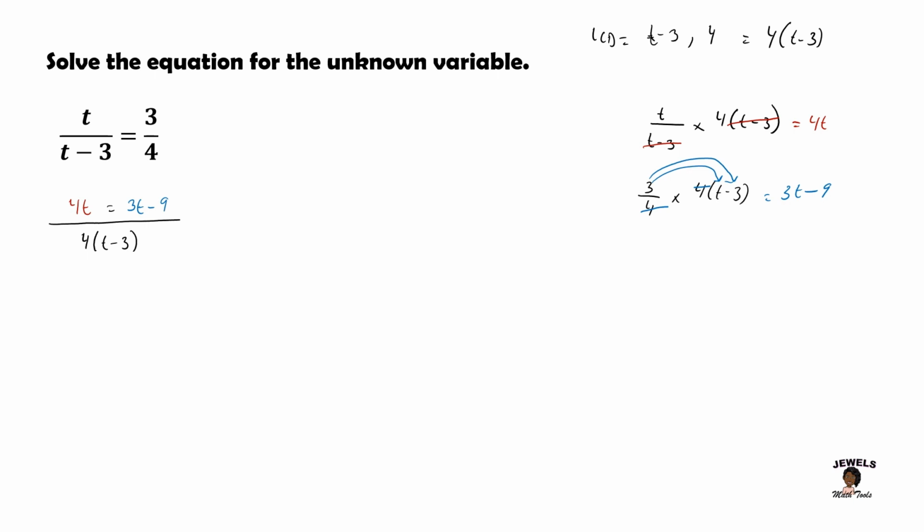Now that we have converted these fractions into their equivalent form, we're going to focus on the numerator and begin collecting our like terms to solve for our unknown variable t. So I'm going to collect my 4t minus 3t, which will equal my negative 9, and 4t minus 3t will equal t, so my t will be equal to negative 9.